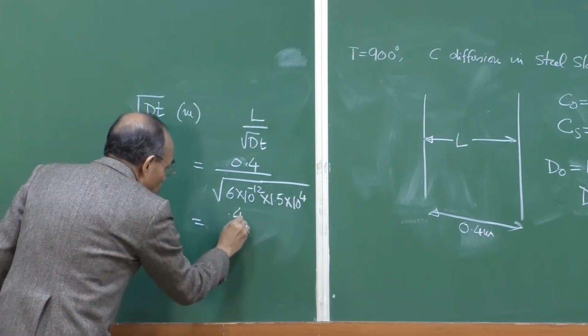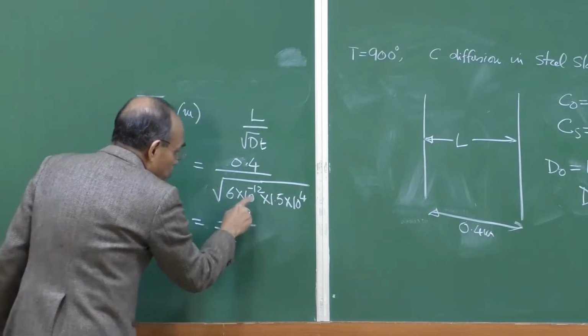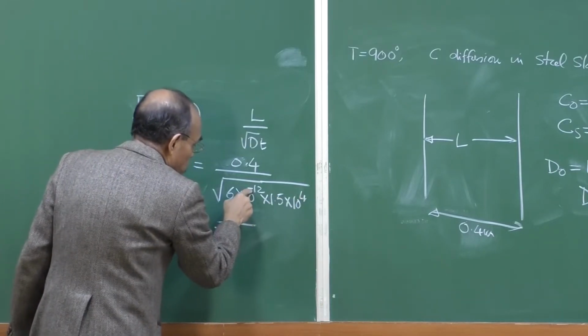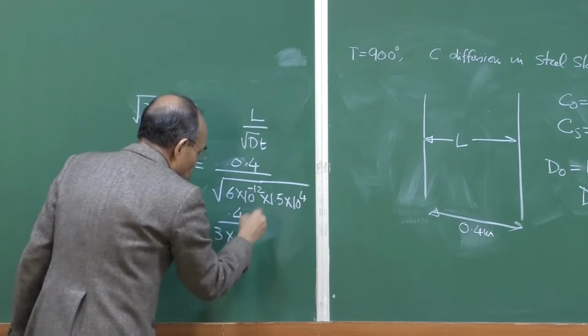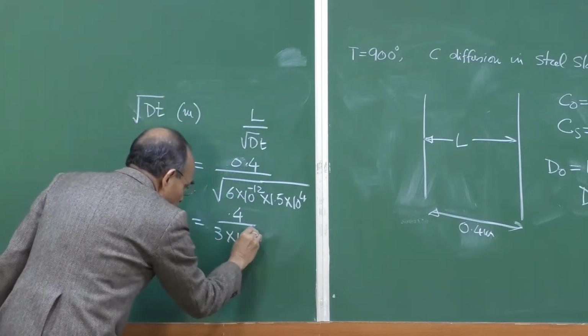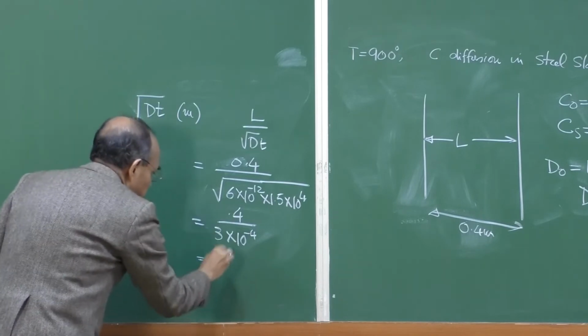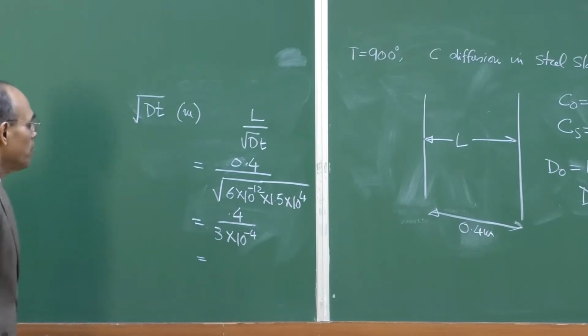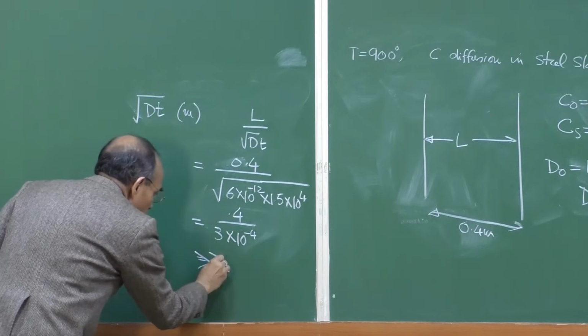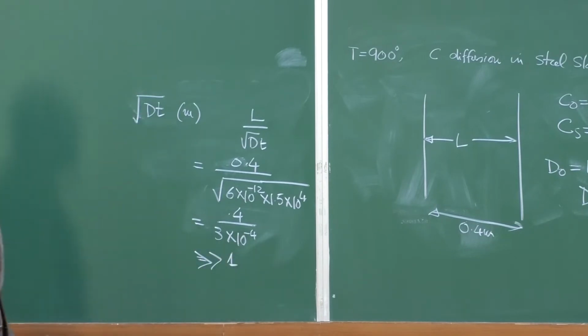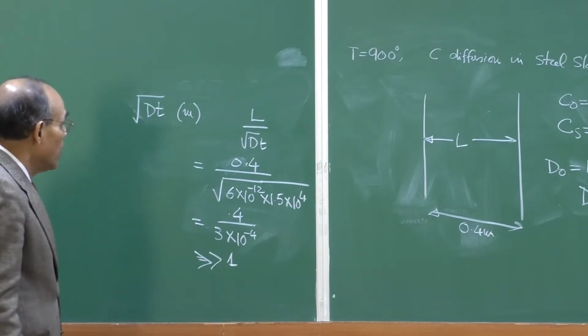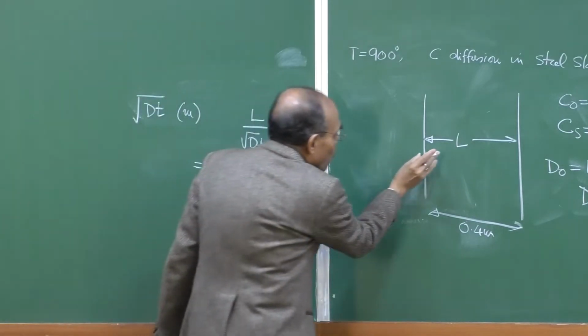So, this is going to be 0.4 divided by 3 multiplied by, this is 10 to the power minus 4. So, this is minus 8, so minus 8 by 2 is minus 4. So, therefore, we can say that this comes out to be something like, say, much greater than 1. So, therefore, the diffusion distance is going to be only this much.